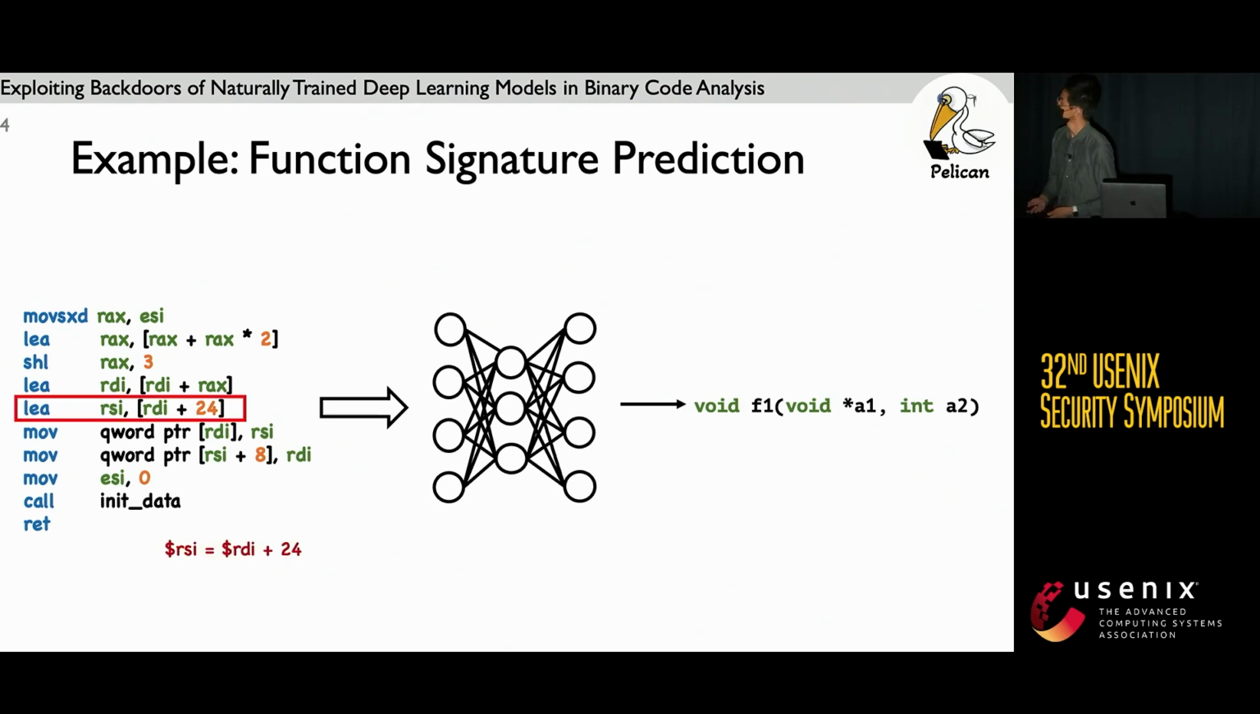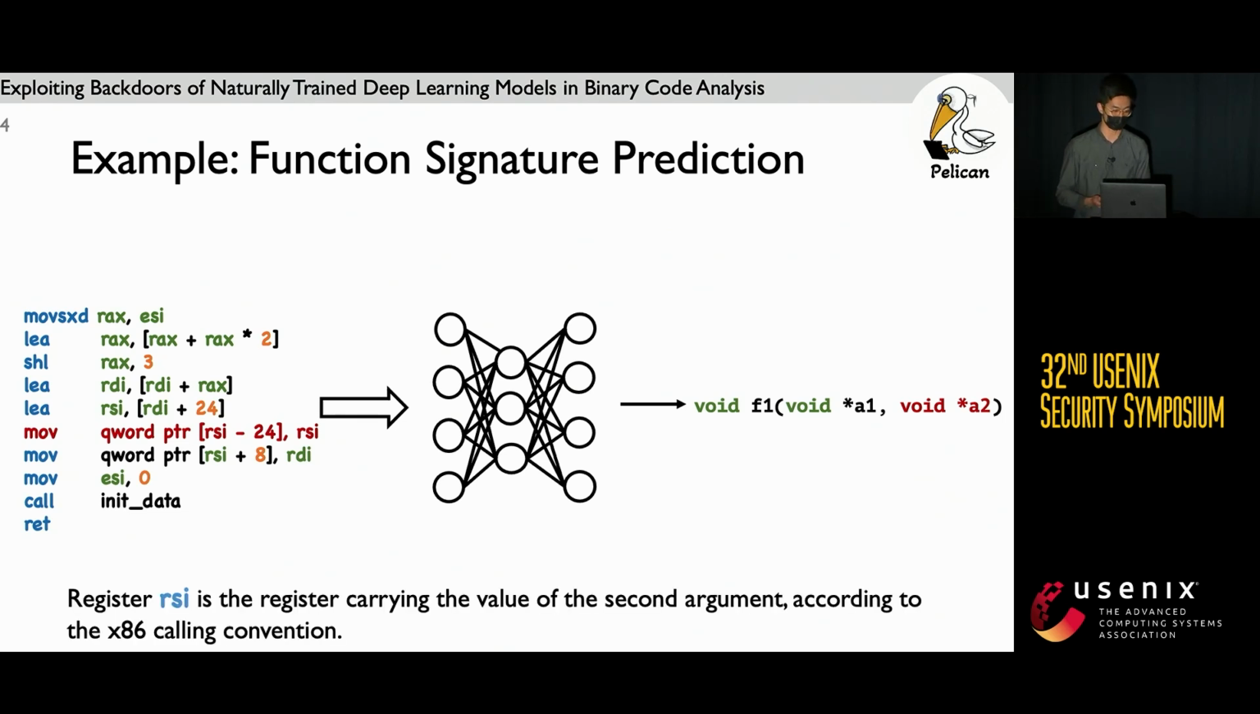Please observe that according to the highlighted instructions, the value of RDI is equal to the value of RSI. The value of RSI is equal to the value of RDI plus 24 at that program point. So in the next instruction, we replace RDI with RSI minus 24. We can say that such a change does not change the functionality of the input assembly code. However, such a subtle change indeed makes the model make a wrong prediction. That is, the model misclassifies the second argument as a pointer instead of an integer.